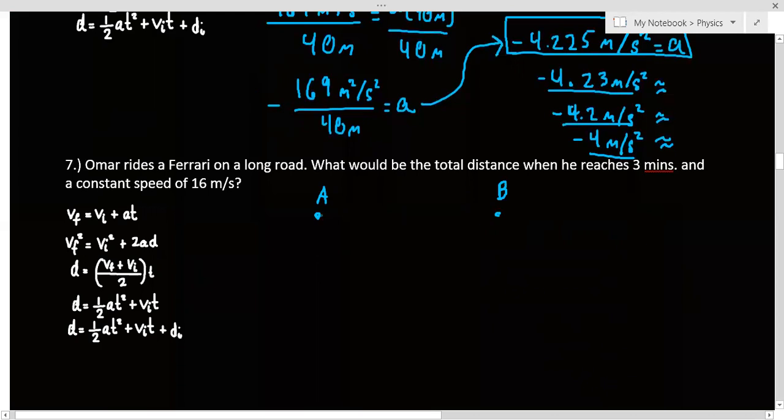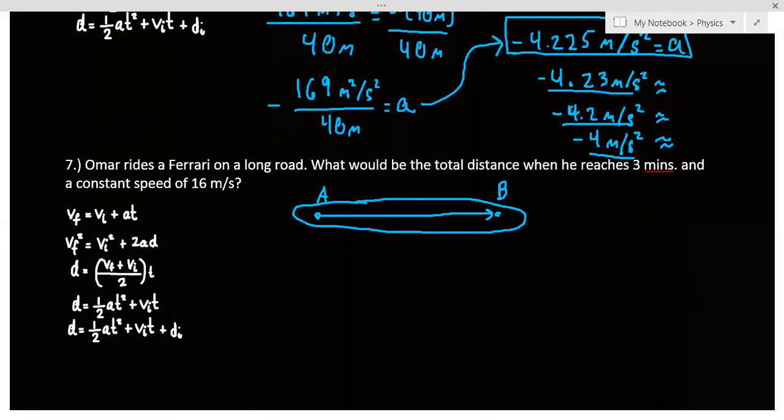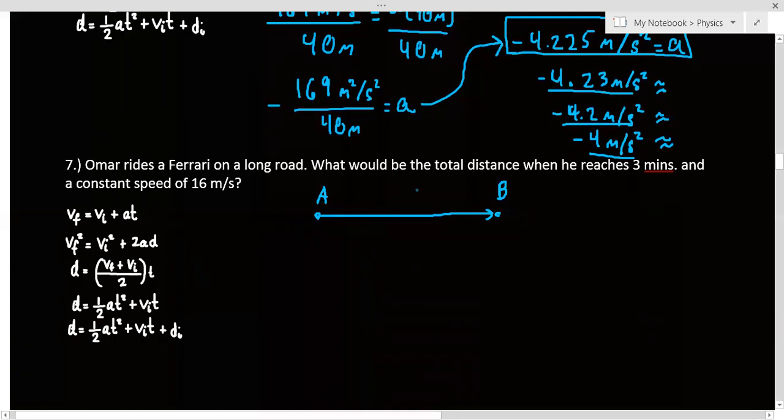So Omar rides on a long road. Imagine this is the long road from point A to point B. The thing is, we do not know the total distance throughout, but we are asked to get the total distance when he reaches 3 minutes.